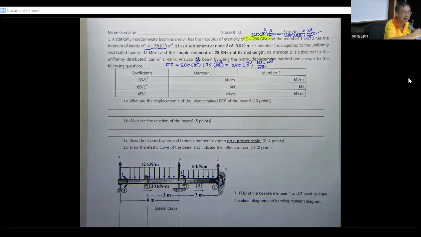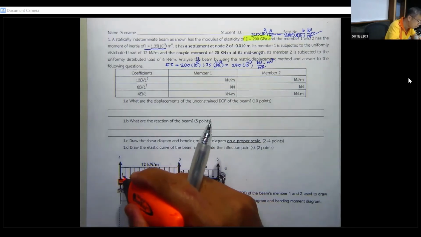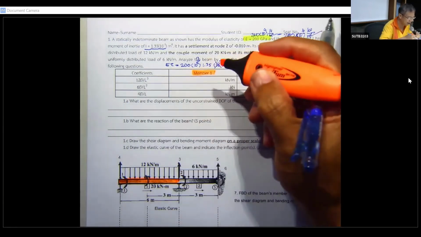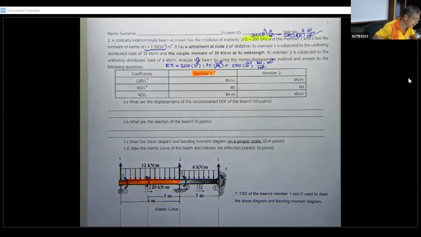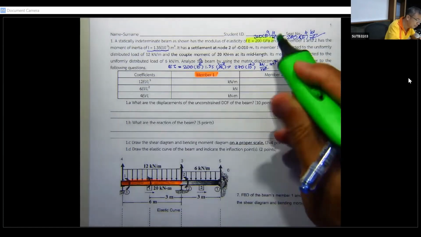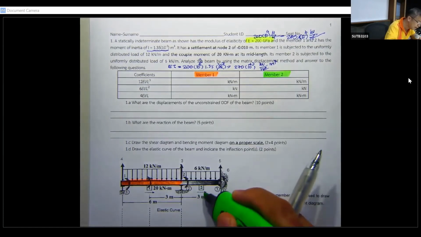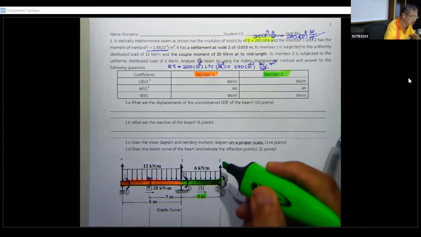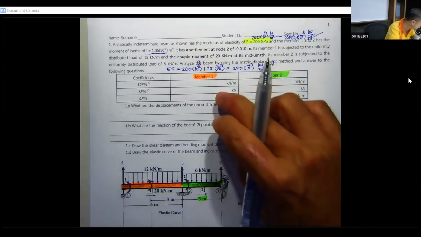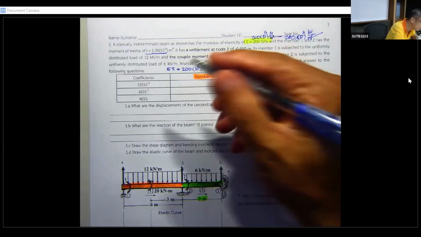And then as I tell you, it's very important to determine the coefficient of each member. Let's say this is going to be member number 1. Member number 1 is 6 meter, and member number 2 is going to be only 3 meter. So you just do it and it will be used later in the computation.